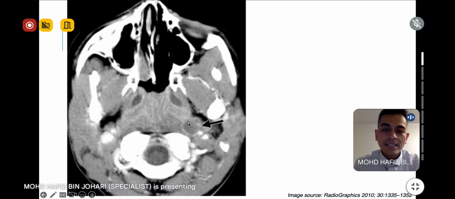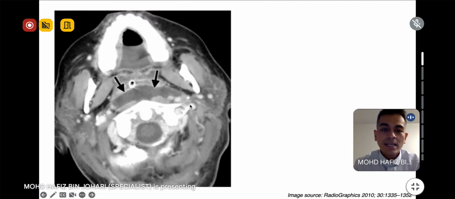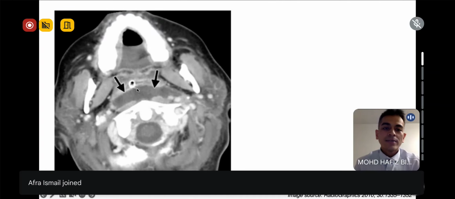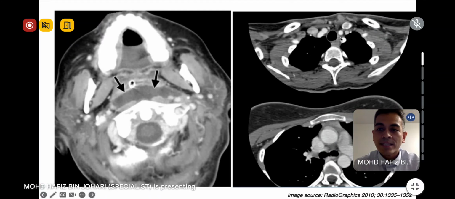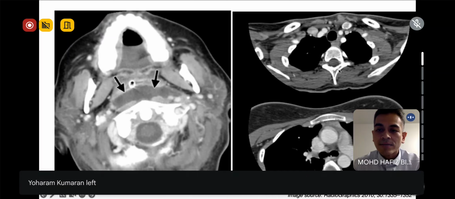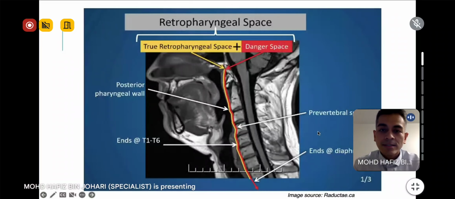So if, let's say, this node is untreated and it ruptures, it will form into this. Here we can see there is a hypodense rim-enhancing collection in the retropharyngeal region with marked surrounding inflammatory change. So whenever we see this, don't forget to image down until the carina, because of the potential space posterior to the retropharyngeal space, which is called the danger space.